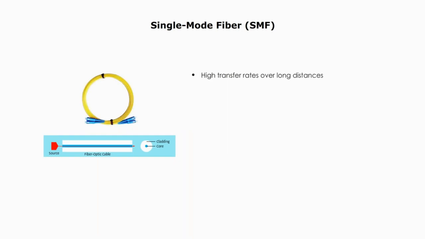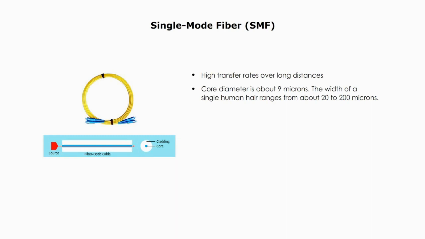Here are some features of single-mode fiber. Single-mode fiber can offer high transfer rates over long distances. The core diameter is very tiny, it's about 9 microns or micrometers. The width of a single human hair ranges from about 20 to 200 microns or micrometers. Without special equipment, we cannot see the core with the naked eye.